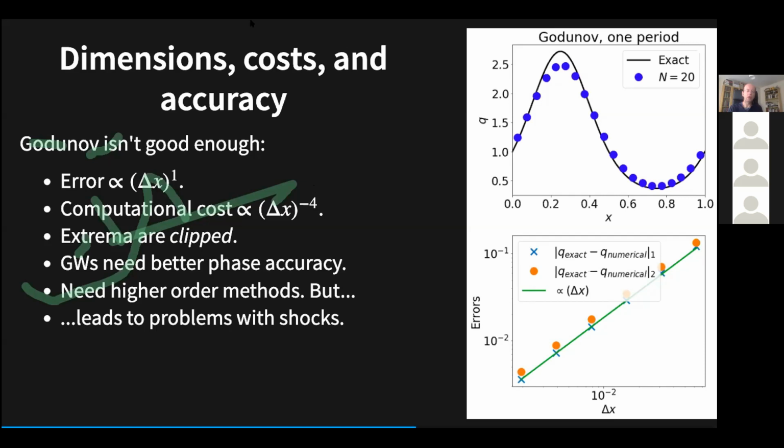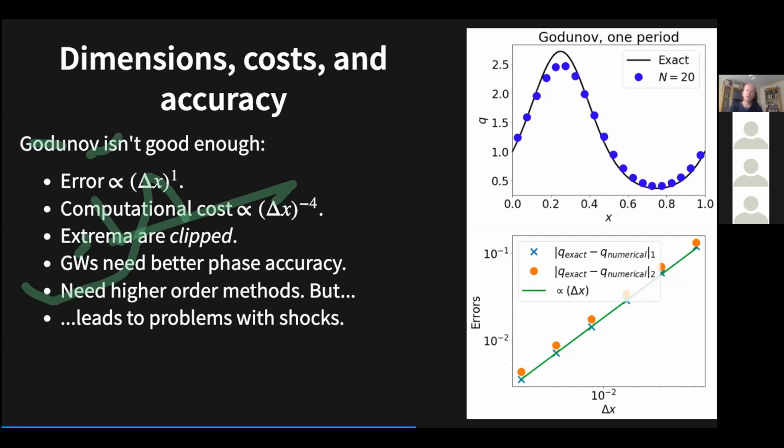Now, the computational cost does not go down by a similar factor of 10, because as we change the grid cell size, the grid cell size has to change in each of the 3 spatial dimensions. And in addition to that, the time step restriction means that the time step also has to reduce by that same factor. So in order to get the error to go down by a factor of 10, we have to increase the computational cost by a factor of 10,000.